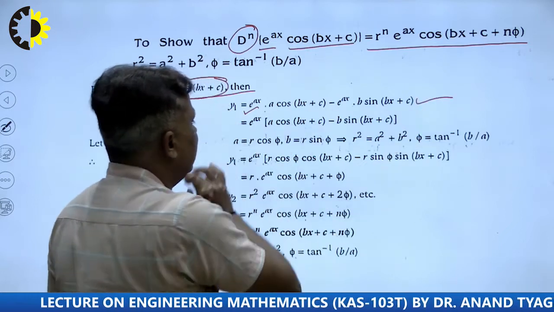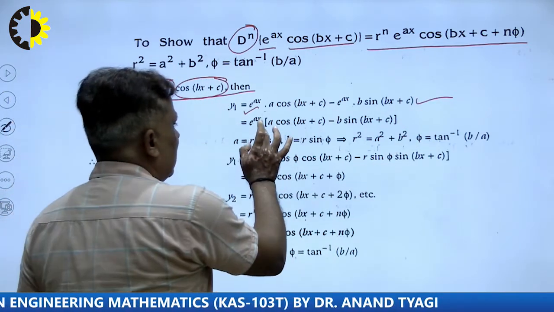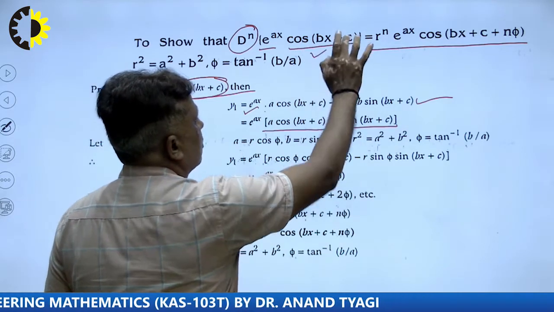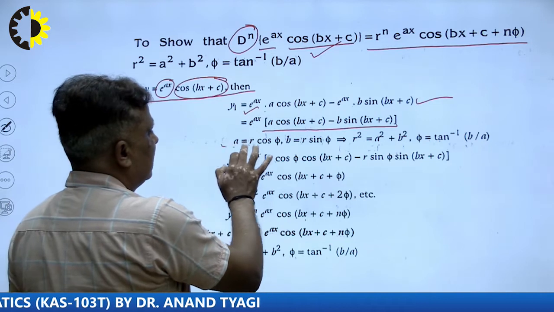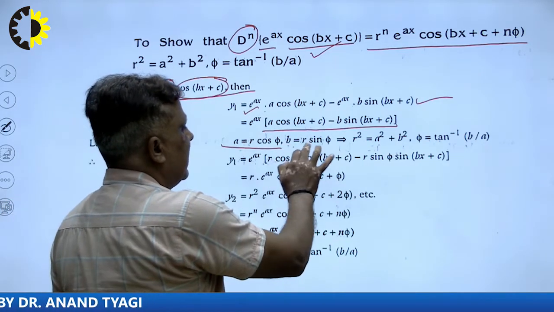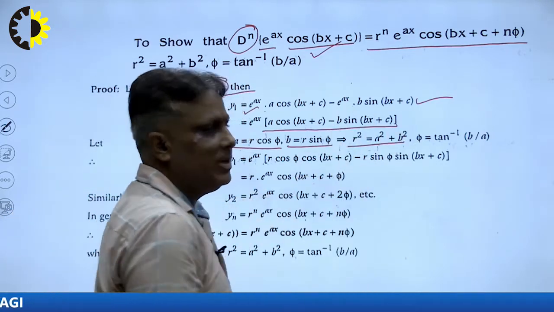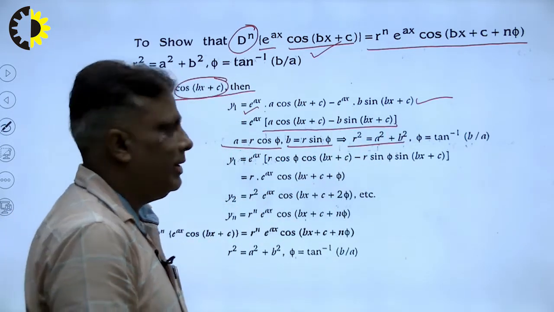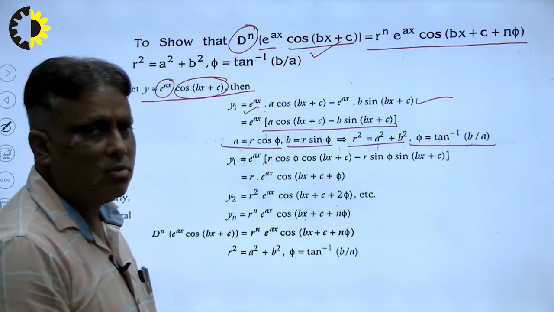So the common factor is e raised to the power ax. Now our aim is to complete this formula into cos(bx plus c plus phi). How to do it? In the place of a I write r cos phi, and in the place of b I write r sin phi. So what will be the result? r square is equal to a square plus b square, and phi is equal to tan inverse of b upon a. In this way we can find our result.